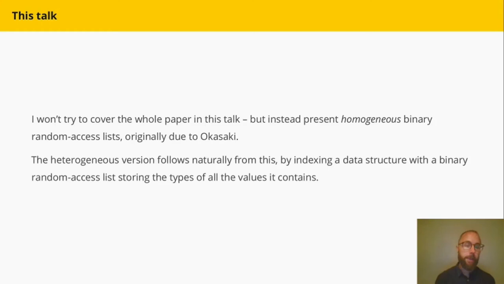So in this talk, I won't try to cover the whole paper, but instead I'll just focus on the homogeneous case, where we have binary random access lists, originally proposed by Chris Okasaki in his book on purely functional data structures, and show how to implement that in Agda in a total and type-safe way. And then the heterogeneous version follows quite naturally from this.